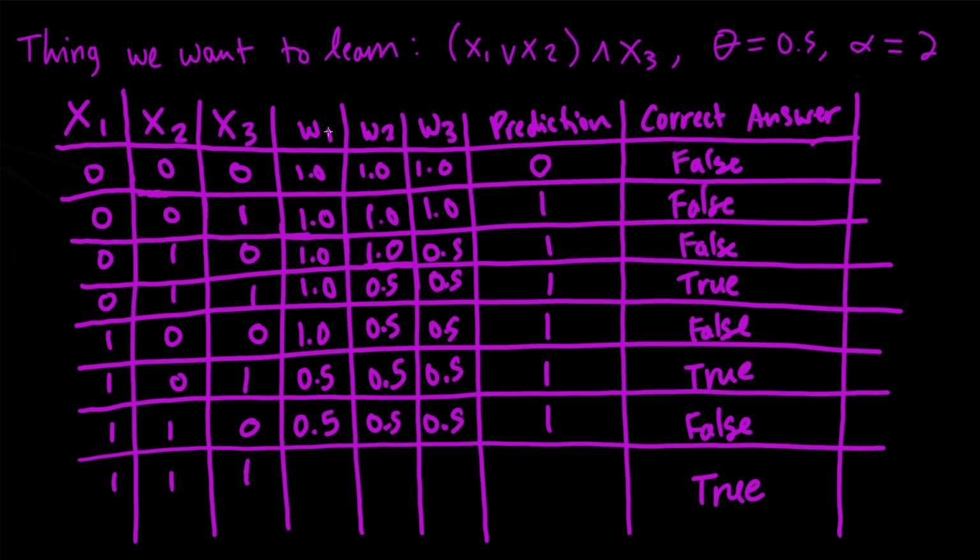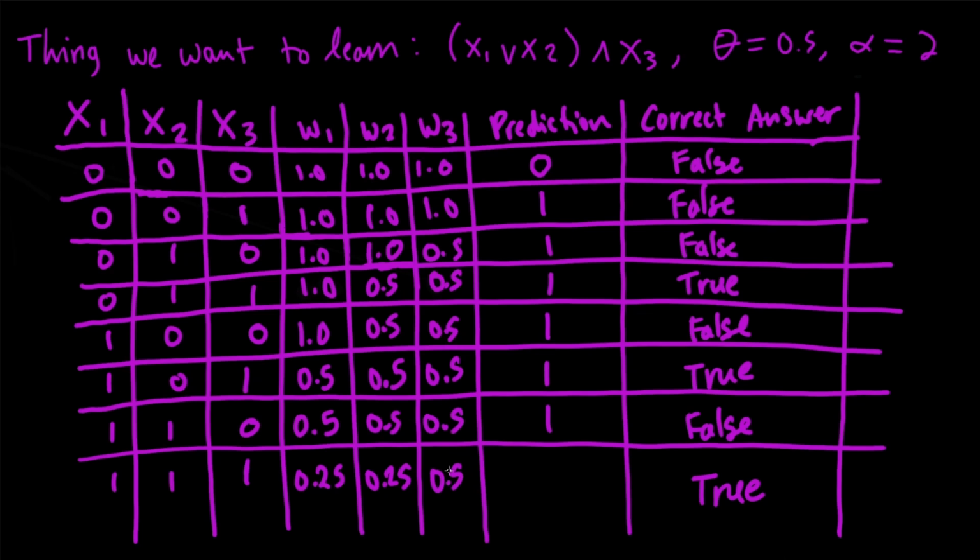So we're going to modify the weights associated with features equal to 1, which are weights 1 and weights 2. So weight 1 divided by alpha is 0.25. So we got that right there. And then weight 2 divided by alpha is 0.25. And then we're not modifying weight 3, so we just drop it down as 0.5.